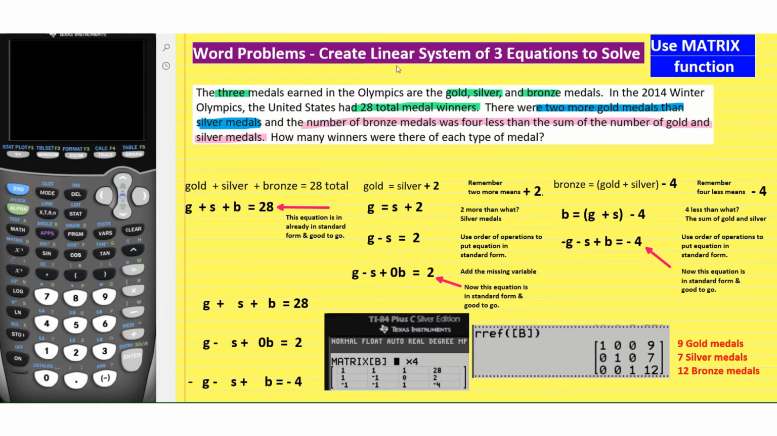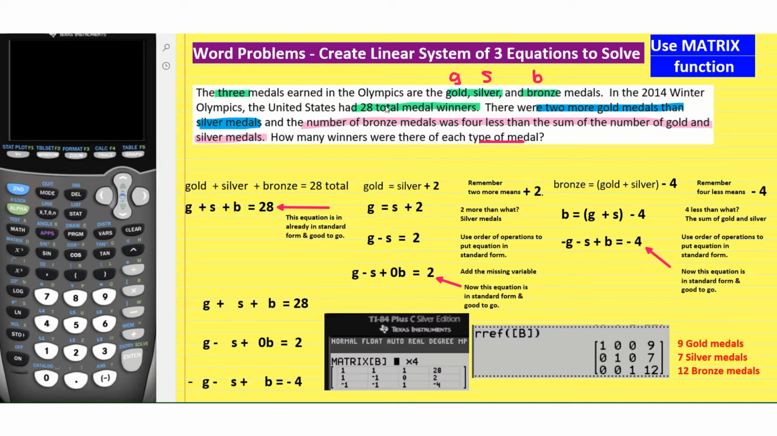Okay, so our goal is to find out how many there were of each type of medal. Well, how many medals were there? There were 3. So we're going to go up here to our first sentence and recognize that we have gold and silver and bronze. I like using real live variables instead of X, Y, and Z. You're welcome to use X, Y, and Z or to change it out at the end to X, Y, and Z. But I'm just going to use G, S, and B to represent my 3 types of medal. So gold, silver, and bronze.